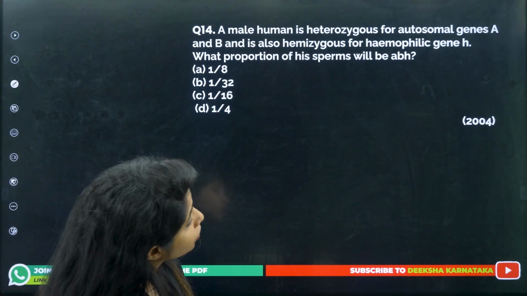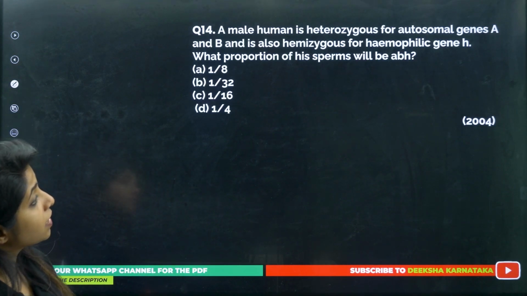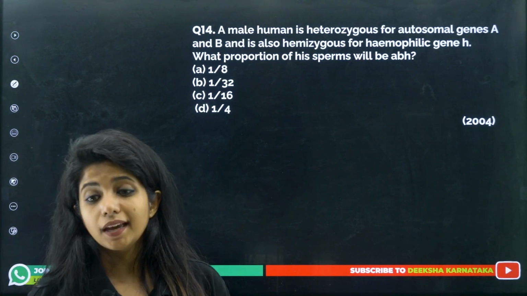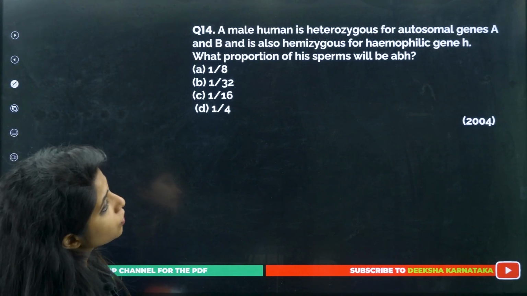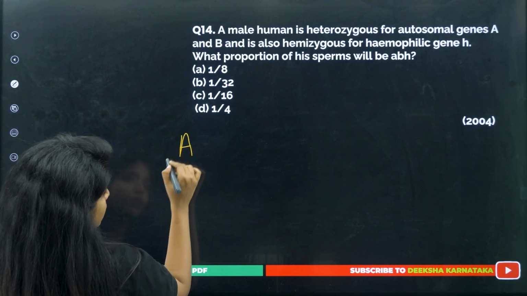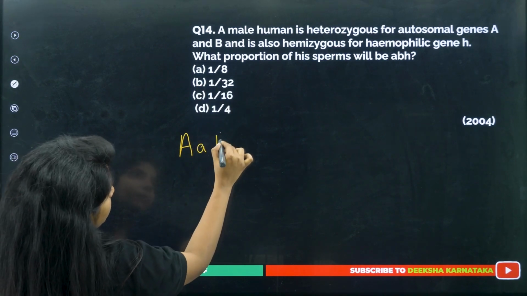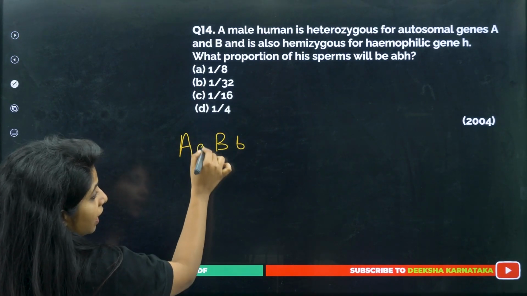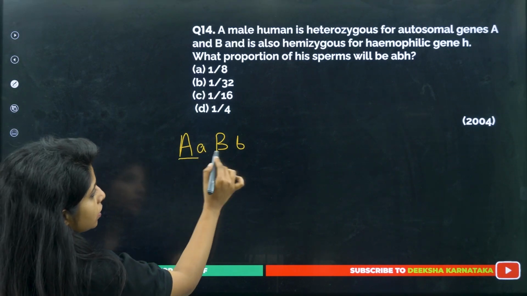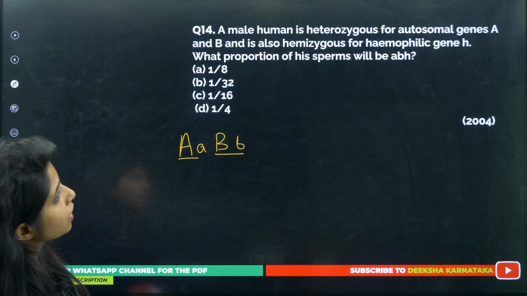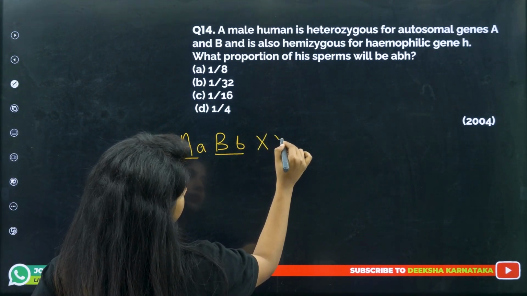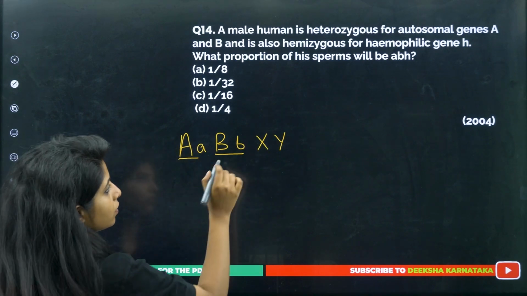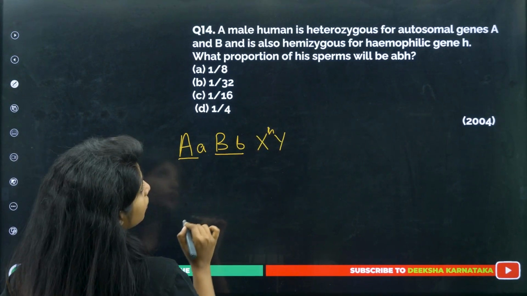Going ahead. A male human is heterozygous for autosomal genes A and B and is hemizygous for hemophilic gene H. What proportion of his sperms will be ABH? Let's break this down. A male human is heterozygous for autosomal genes, so A and small a, B and small b. If it was A and capital A, then it would have been homozygous, so this is heterozygous. Now, it is hemizygous for the hemophilic gene, as in there is only one chromosome that will be having this particular thing. That is small h.